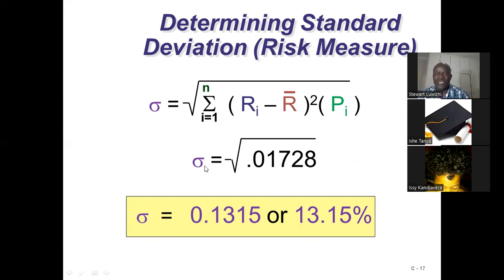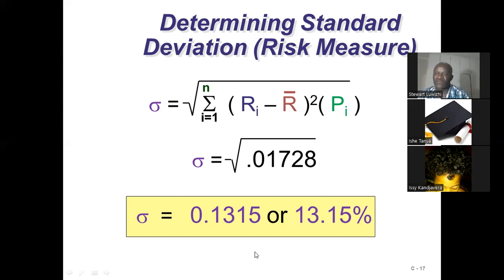And the relationship between standard deviation and variance is that standard deviation is the square root of the variance. That's why we are squaring it here, so that these become equal. So simplified further, the standard deviation will be 0.1315 or 13.15%. This becomes our risk factor.